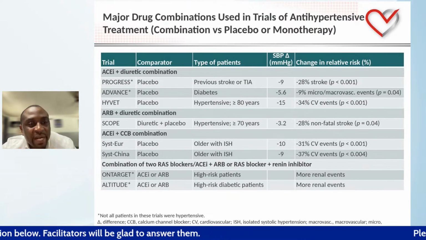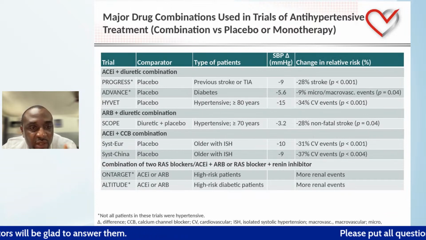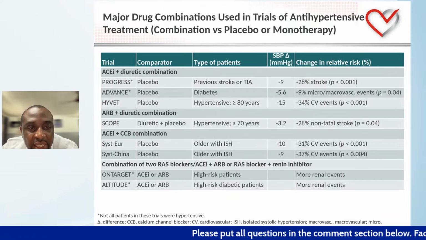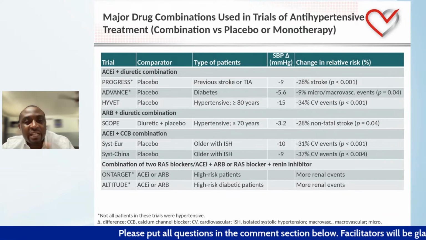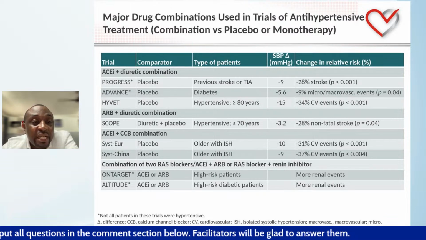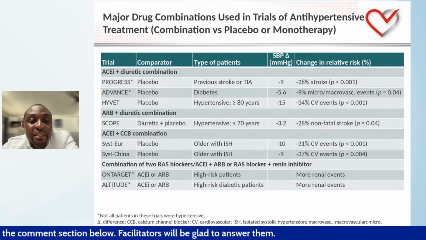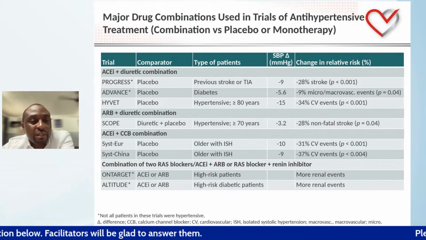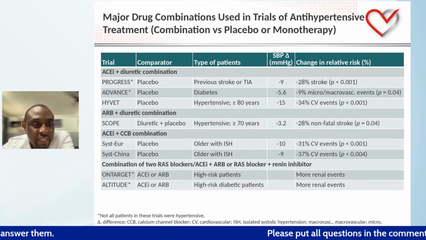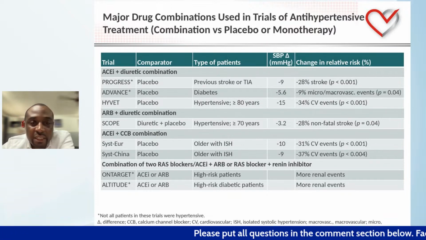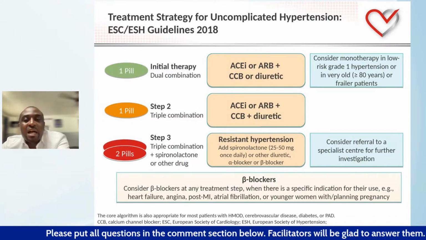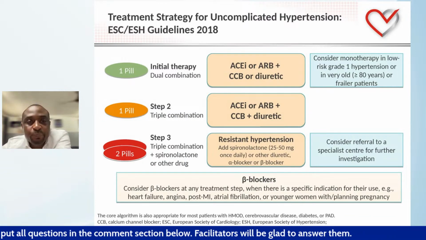In terms of combining two RAS blockers, so you're either combining an ACE inhibitor with an ARB, or an ACE inhibitor or ARB with a renin inhibitor, indeed, there were more renal events in this population, and the side effects were not tolerated. So the ONTARGET trial and the ALTITUDE trial discouraged the combination of an ACE inhibitor and an ARB in the same patient.